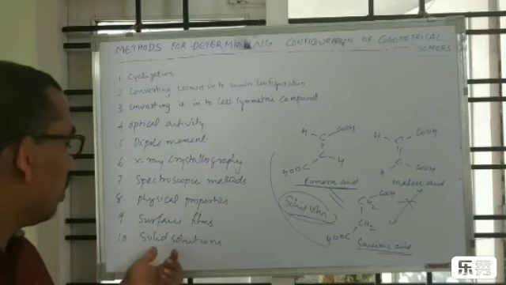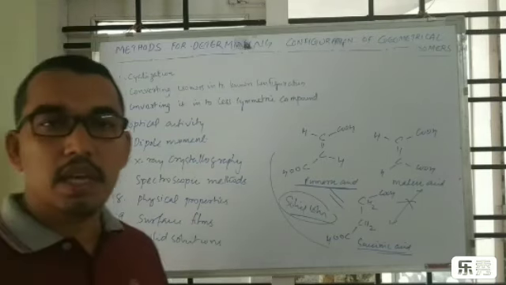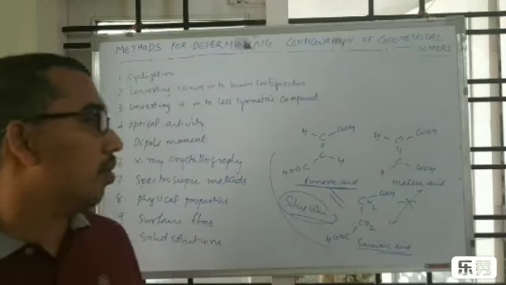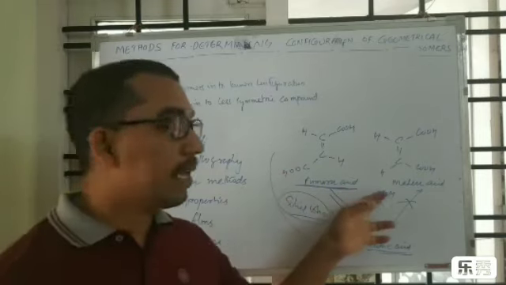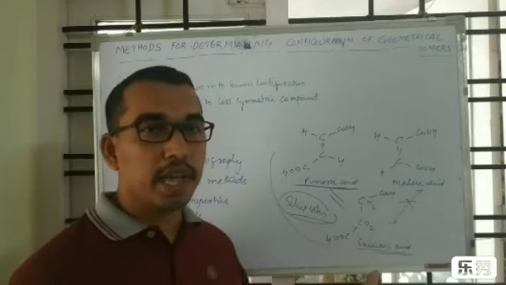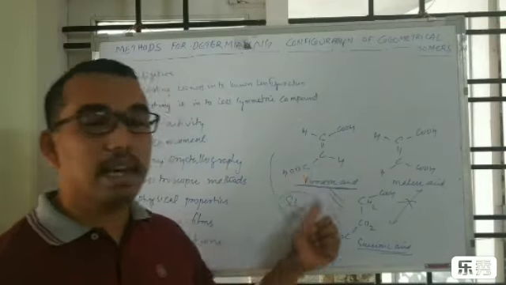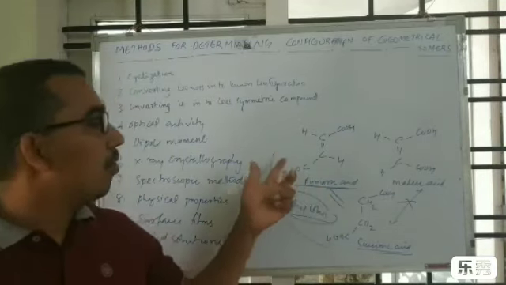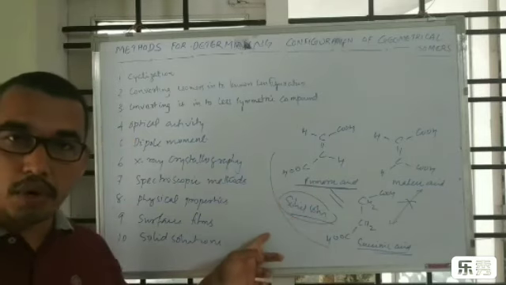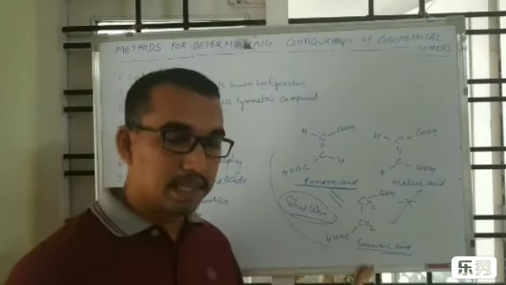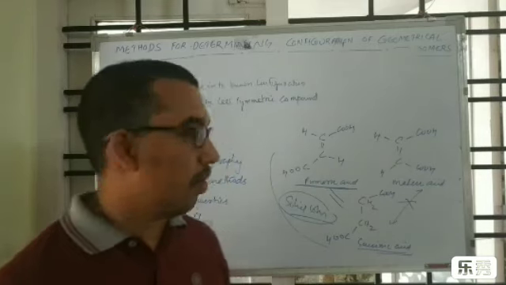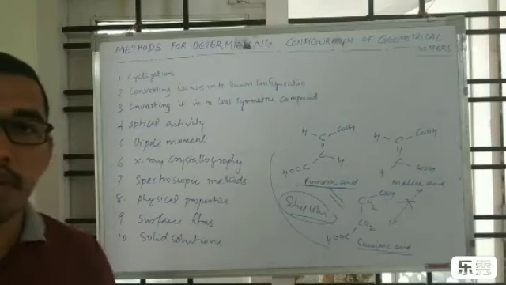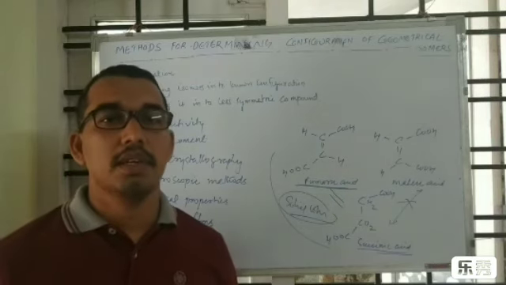Another method is solid solutions. See, compounds of similar shape will tend to form solid solutions. Here, in the case of malic acid and fumaric acid, its corresponding acid is succinic acid. Succinic acid has similar shape to fumaric acid. So, fumaric acid and succinic acid will form solid solution, but malic acid and succinic acid will not form solid solution. So, these are some methods to determine the configuration of geometrical isomers.